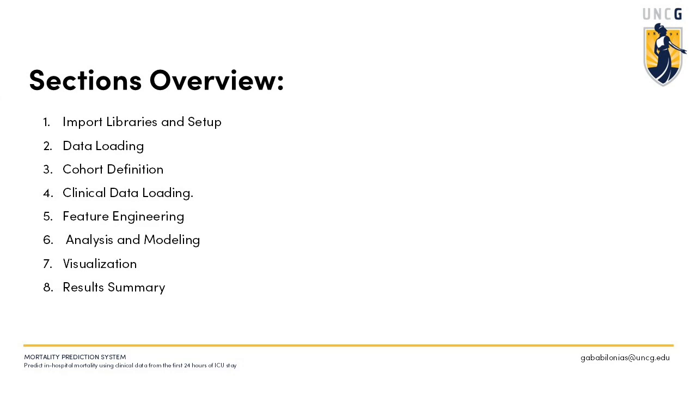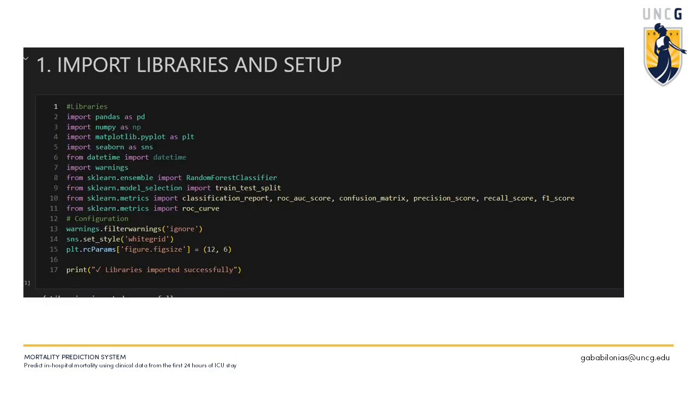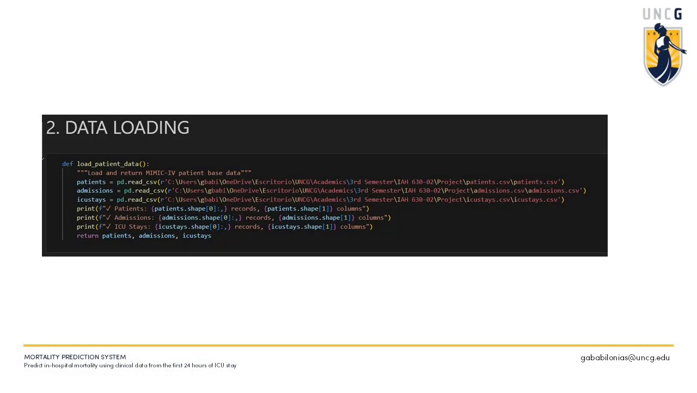Let me briefly walk through the code organization. It's designed for clarity and modularity. The notebook follows a function-based architecture with 8 main sections. Section 1, import libraries and setup. All necessary imports with proper configuration. Sets plotting styles and warnings.